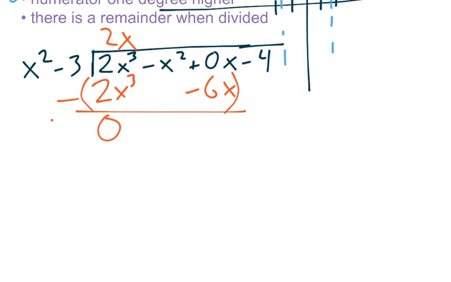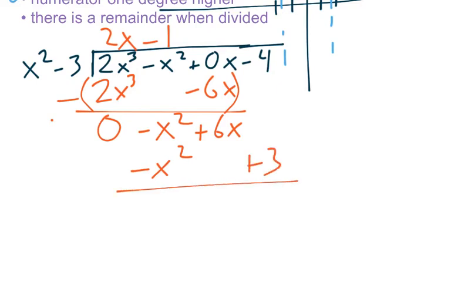Of course, that comes out to 0. This just comes straight down, 0x squared, and now 0x minus negative 6x comes out to plus 6x. We can divide again. Negative x squared divided by x squared comes out to negative 1. Multiply it down, you get negative x squared, and then 3. Of course, we're going to put the 3 over here so that we can do the subtraction. That comes out to 0 like it should. 6x just comes out to 6x, and then negative 4 minus 3 comes out to negative 7.